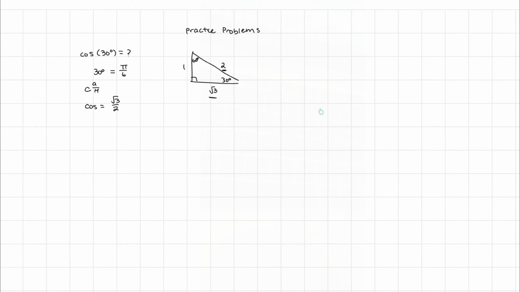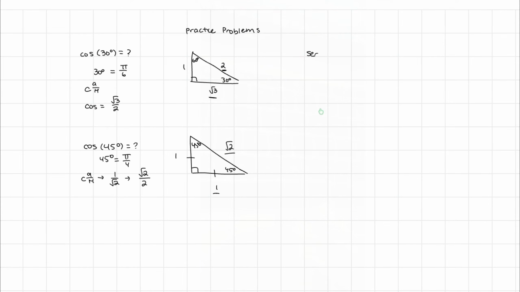What if we had cosine of 45 degrees? We can draw our triangle to figure this out. The sides are 1, 1, and radical 2. The reference angle is pi over 4. Cosine is adjacent over hypotenuse, or 1 over radical 2. And that's radical 2 over 2.